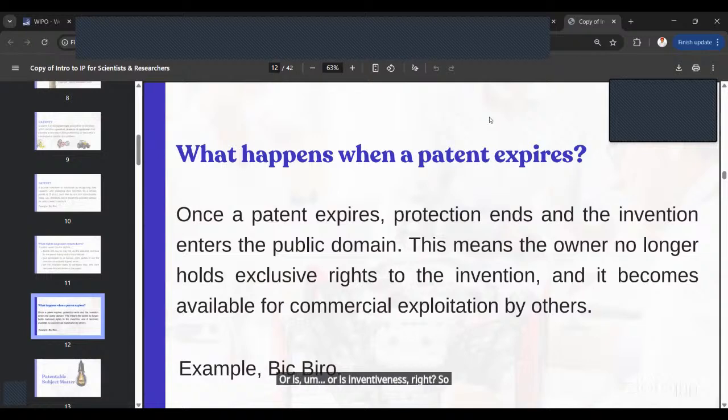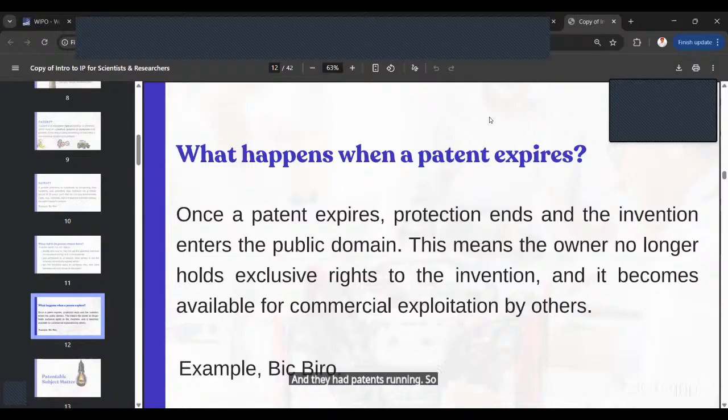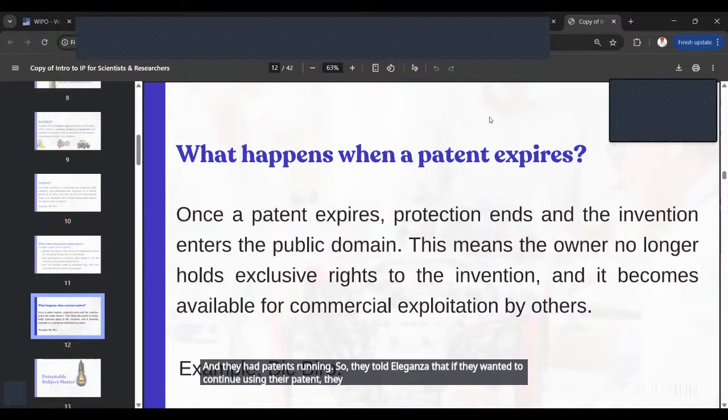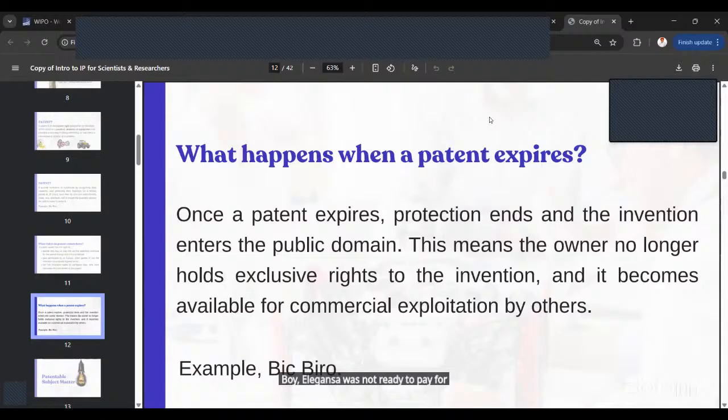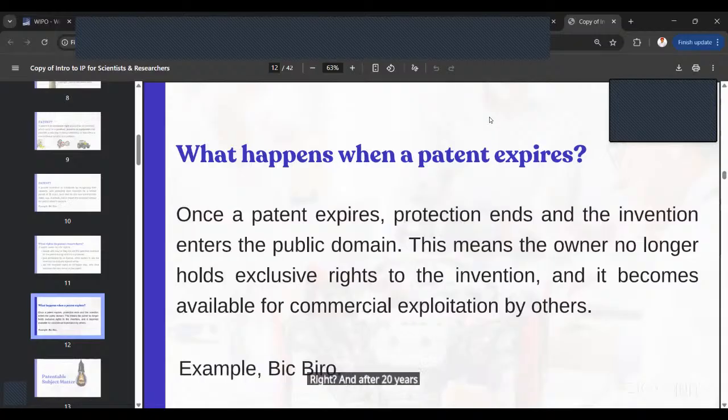So Bic reached out to Eleganza and told them to stop infringing on their patent right, because as at then they already filed the patent and they had a patent running. So they told Eleganza that if they wanted to continue using their patent, they had to pay for a license. But Eleganza was not ready to pay for a license. And before we knew it, we noticed that Eleganza was no longer in the market, right? And after 20 years, what happened?